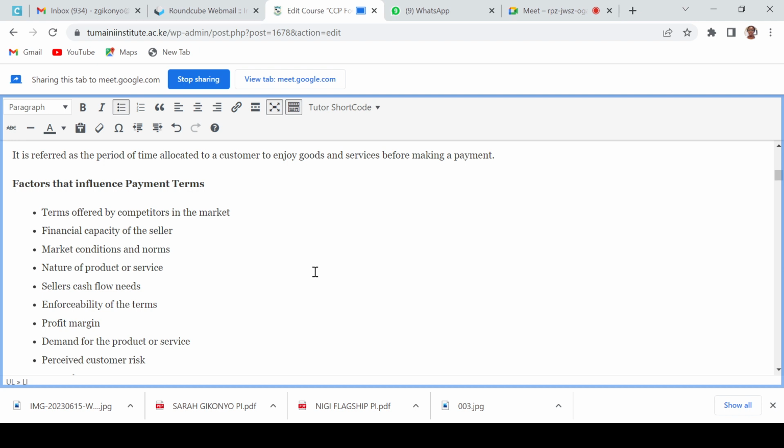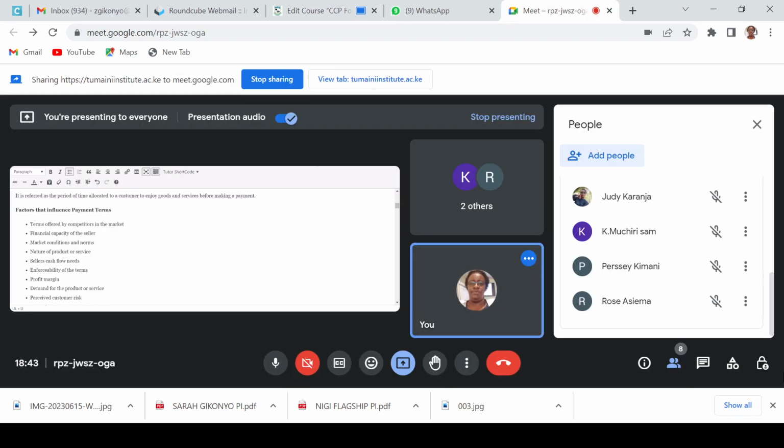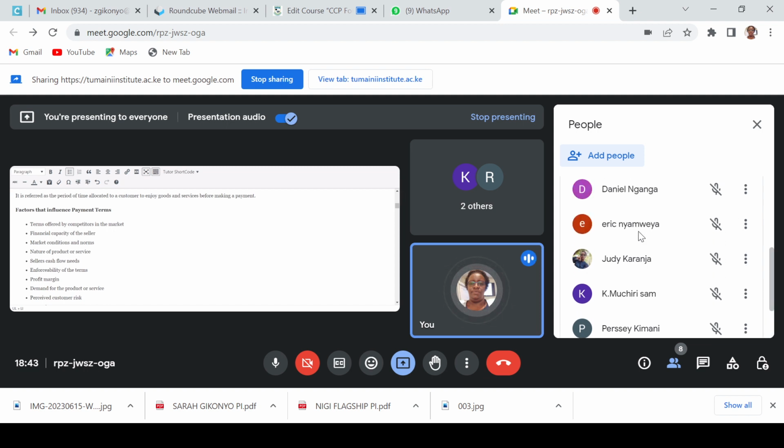Then you ask, before I give credit, what is my profit margin? Remember, in our first topic, we talked about the cost of credit, and I would request Eric to recap for us, for the sake of those who have joined us today, for the sake of Rose and Sam. Can you recap for us some of the costs of credit? Because we said credit is not free. There is a cost implication. Maybe you can remind us, Eric, what were the costs of credit we talked about?